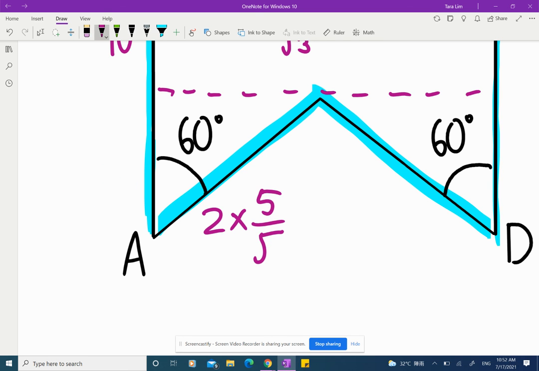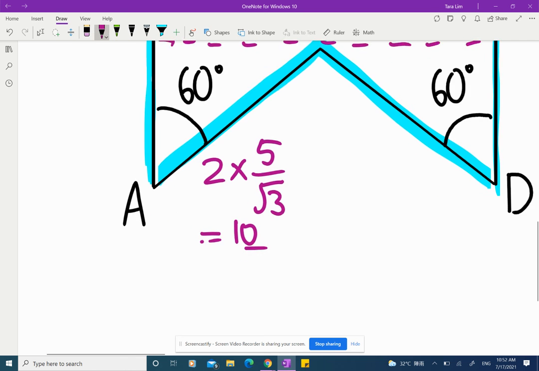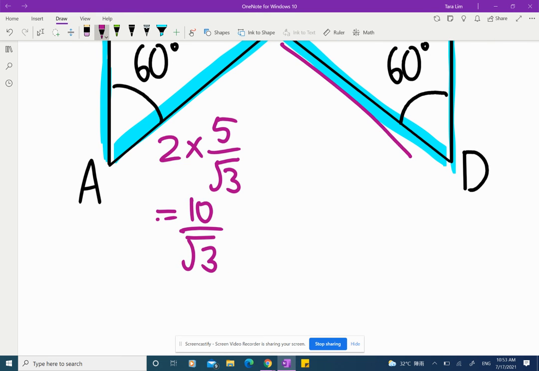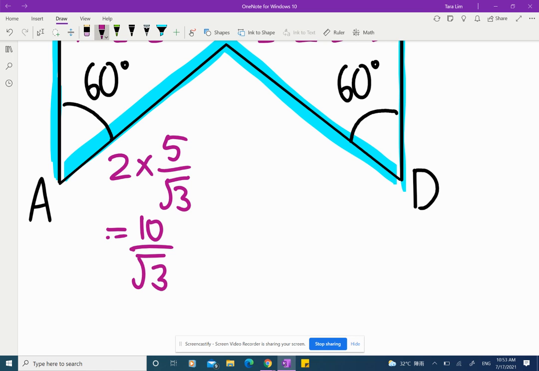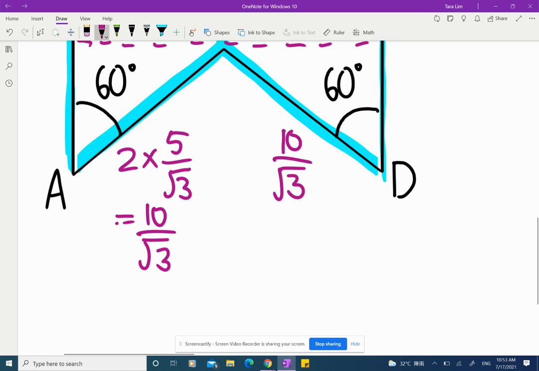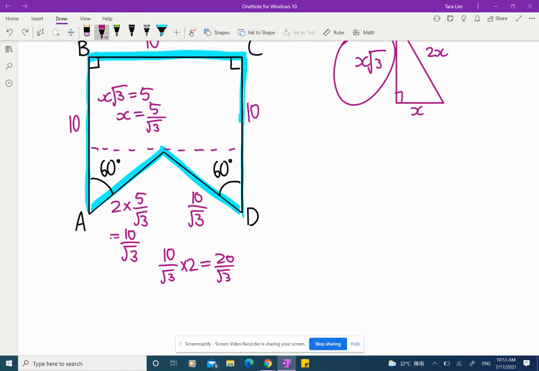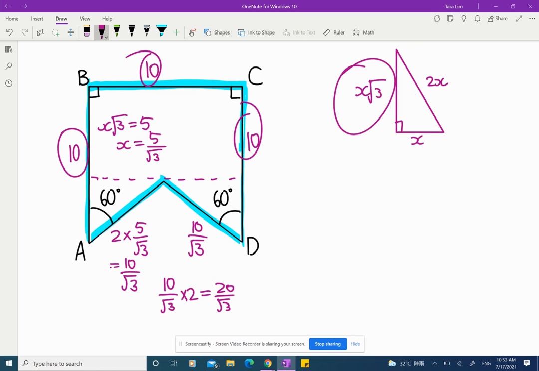So what is 2 times 5? 2 times 5 is 10. So the length here is 10 over square root 3. Now I want to know the other length too. We know that they're exactly the same. So this length is also 10 over square root 3. Now, if I combine both of them together, I can write 10 over square root 3 times 2, which is 20 over square root 3. So we have 10 plus 10 plus 10 plus 20 over square root 3.